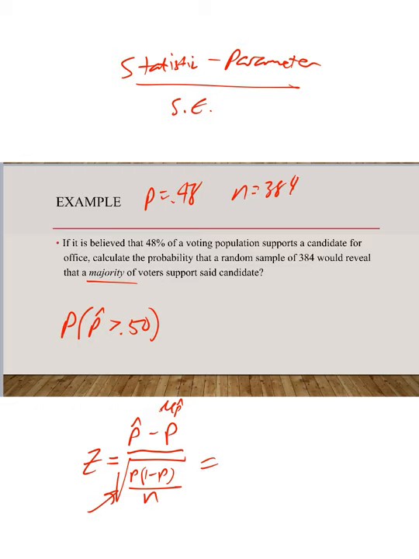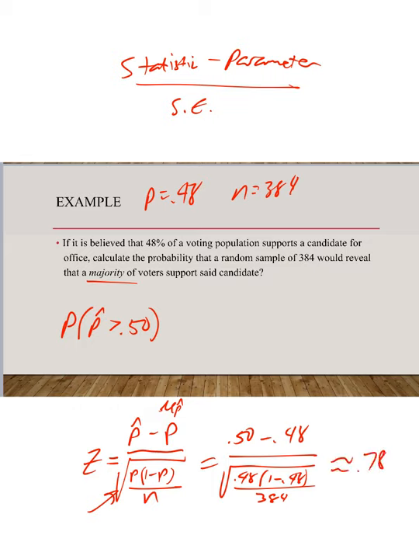So here, the p hat is 0.50, the p is 0.48. We actually calculated this denominator on the last one. It was 0.0255, but I'll just write it here: the square root of 0.48 times 1 minus 0.48 all over 384. So what we end up getting here is a z-score of about 0.78. So what we're calculating here is what's the probability that our z-score is greater than 0.78.